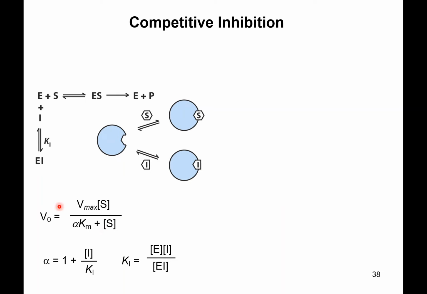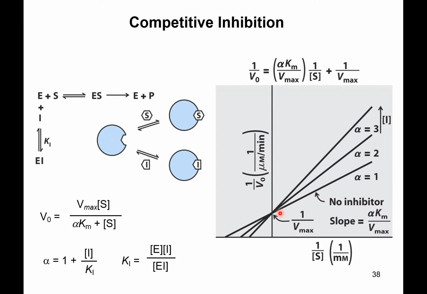So if we try to define, this is our Michaelis-Menten equation, that alpha for competitive inhibition, alpha is going to be multiplied by Km value. Remind ourselves alpha is 1 plus inhibitor concentration over Ki. Ki comes from this equilibria. It's our enzyme times inhibitor concentrations divided by enzyme inhibitor complex. Okay. What this does to our straight line plot is shown here, right?